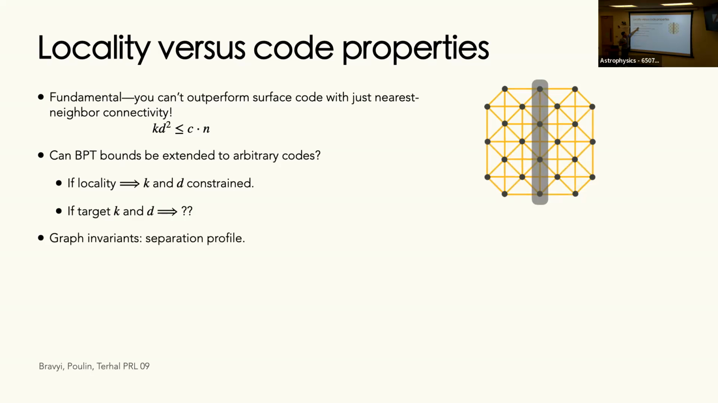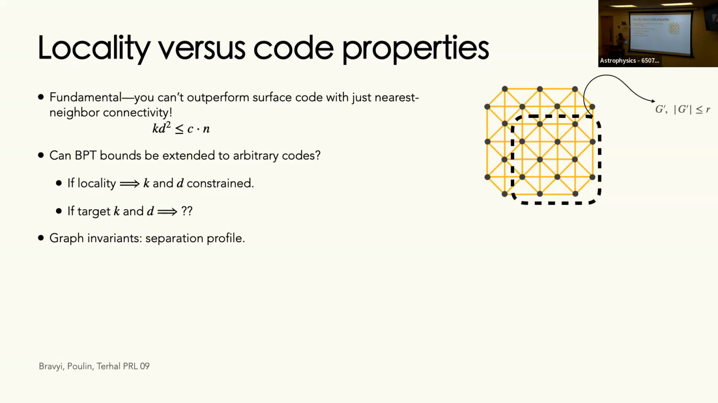generalize this Bravyi-Poulin-Hall bound to arbitrary settings. And the tool that we repeatedly return to is something called a separation profile. So first, let me tell you what a graph separator is. Here's some graph. I've got some nodes, and these yellow lines represent edges. And the graph separator is this set of vertices. When I remove it, it partitions my graph. It cleaves my graph into two roughly equal sized pieces.